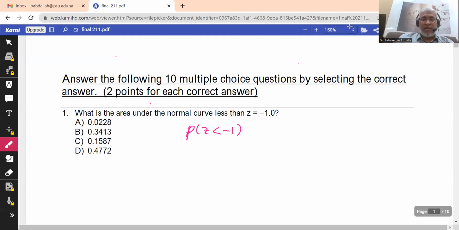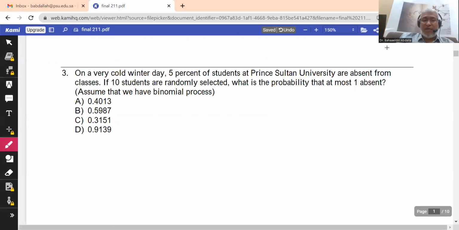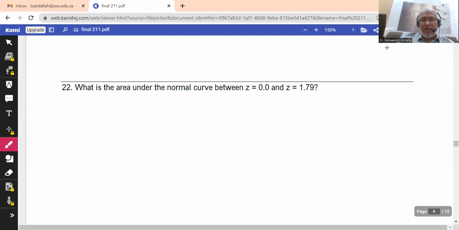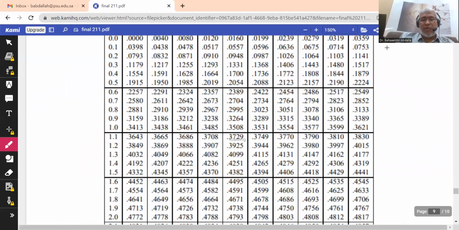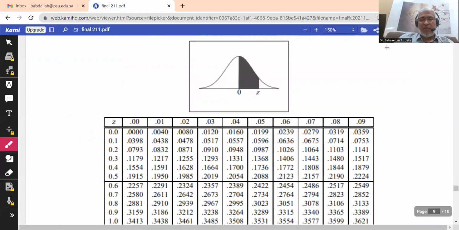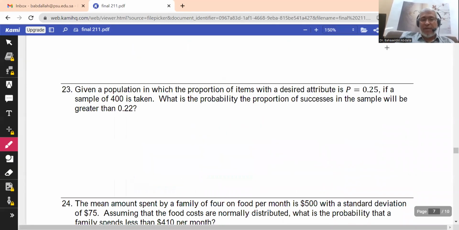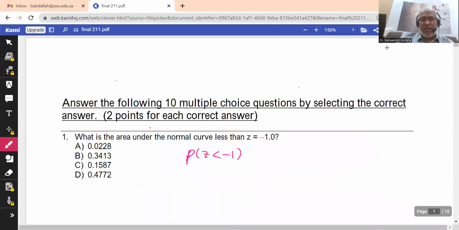Well, you can find this from the table of z. The table of z is given at the end of the exam. Notice that the table gives you the area from 0 to z, and we cannot find z in all positive numbers here. So to find the area, the probability that z is less than -1, I cannot find it directly from the table.